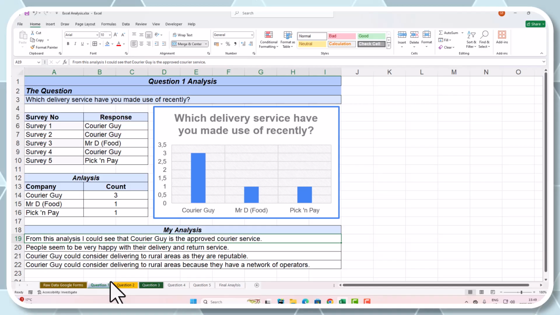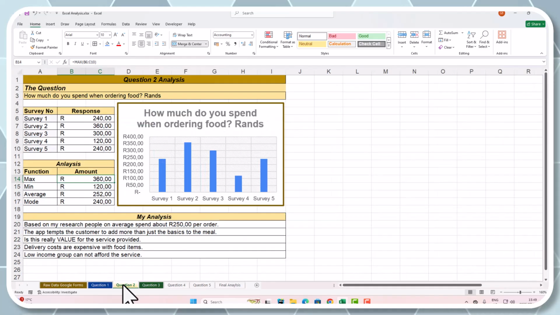So let's have a look here at question two. Look what I did here. I then wanted to focus on food to see if we can deliver food rurally. Would a low income person be able to afford this? If you just look at a SASSA grant, it is 350 rand a month. And you can see that the average you spend on a meal is about 252 rand, and that whole person's SASSA grant is gone.